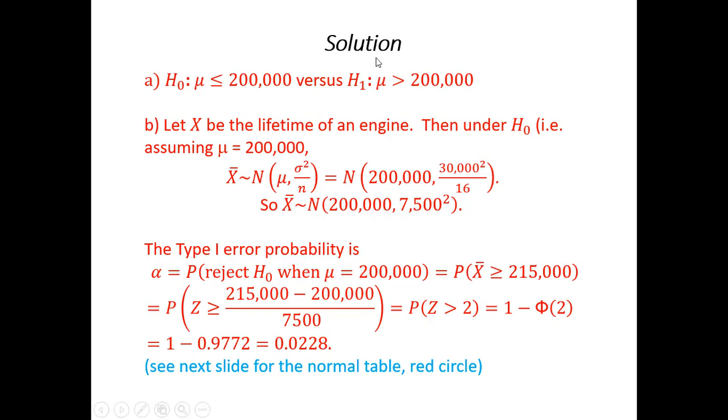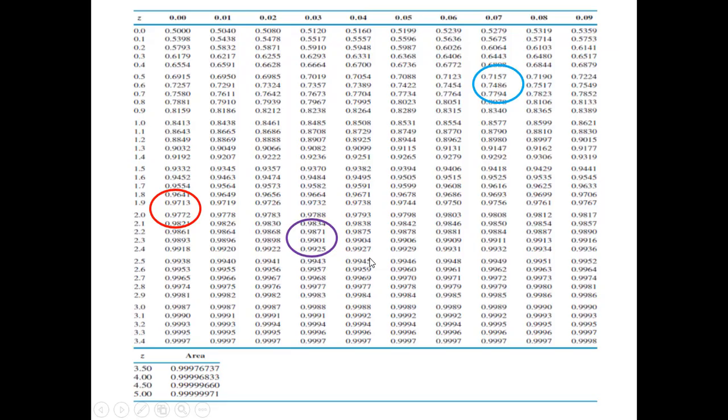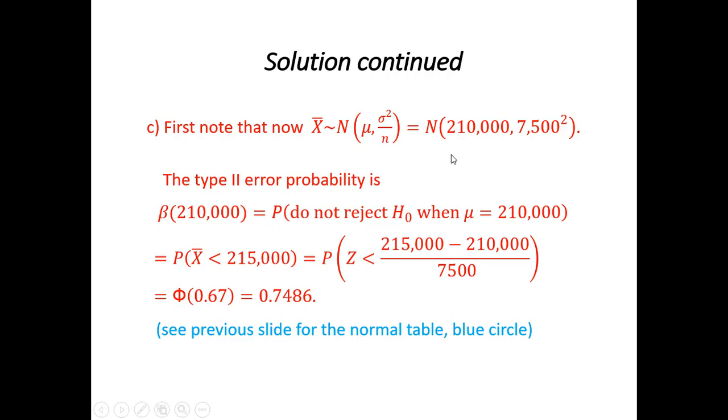Okay, so if it's 210,000 miles, you could first think in terms of, well, what does that mean here? Well, it means that the null hypothesis is false. And you could see over here, if the mean is 210,000, the alternative is true. So we now have to adjust our normal distribution slightly, because now we're assuming that the new mean is 210,000.